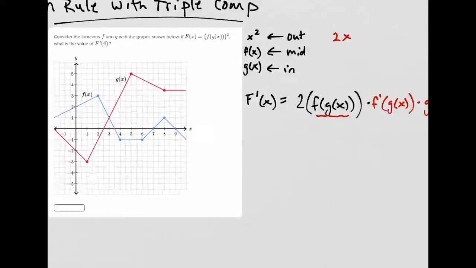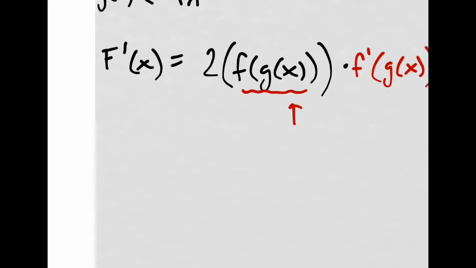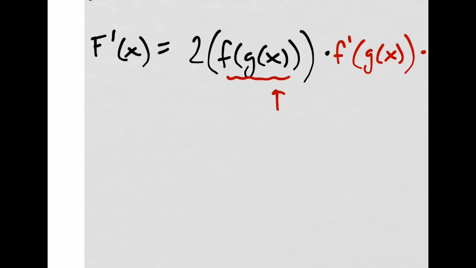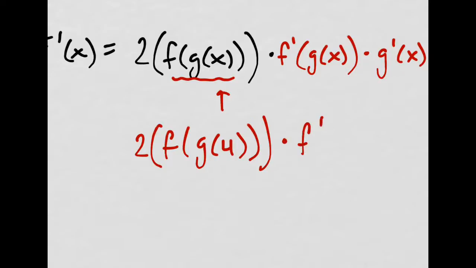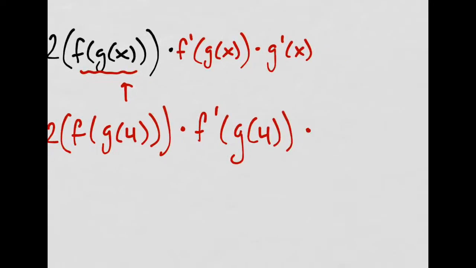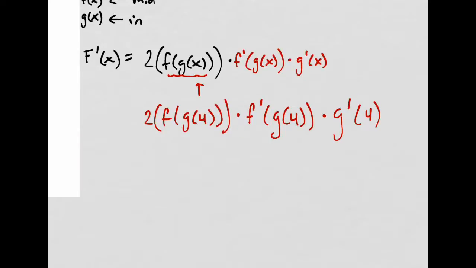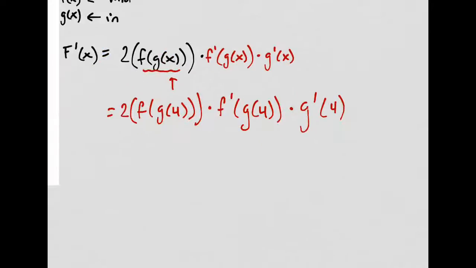So now I got that, and it's asking me to plug in 4. So I will plug in 4. This is what I'm concerned with: 2 times f of g of 4. I need to figure out what g of 4 is. Times f prime of g of 4. Same thing. Times g prime of 4. The problem that we were running into yesterday with some people was that they got confused between g of 4 and g prime of 4.